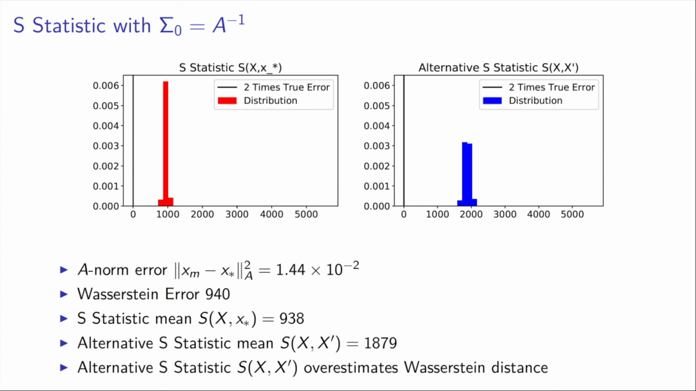So here we show the results of the S-statistic when we use the inverse prior. For this problem, the A norm of the error is equal to 1.44 times 10 to the minus 2. The Wasserstein error and the S-statistic are both around 940, while the alternative S-statistic is around 1,880. What this shows is that the alternative S-statistic overestimates the Wasserstein distance when the inverse prior is used.